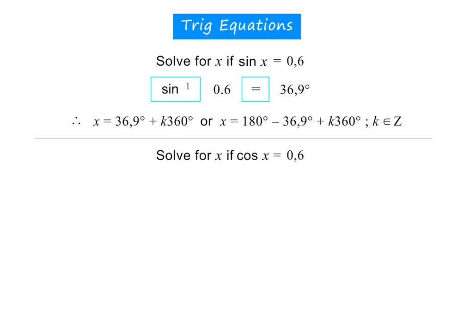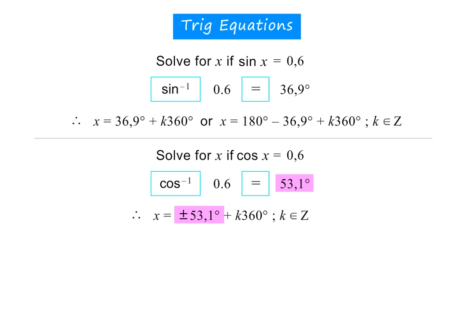Let's see what to do to get the general solution for cos x equals 0,6. Again, we begin by doing the following on the calculator. Don't forget to make sure that your calculator is in degree mode. Correct to 1 decimal place. This gives the following answer. The general solution for cos is plus minus the angle we have just found, plus k 360 degrees. Again, we add k 360 degrees because cos is also a function that repeats itself every 360 degrees.